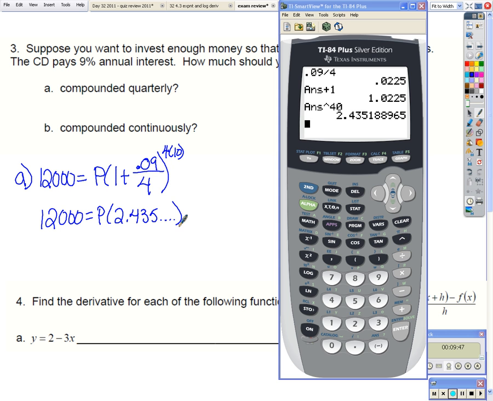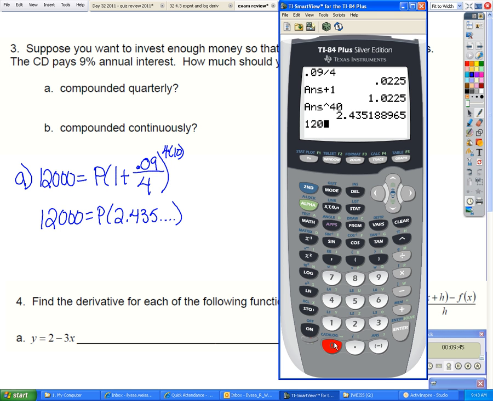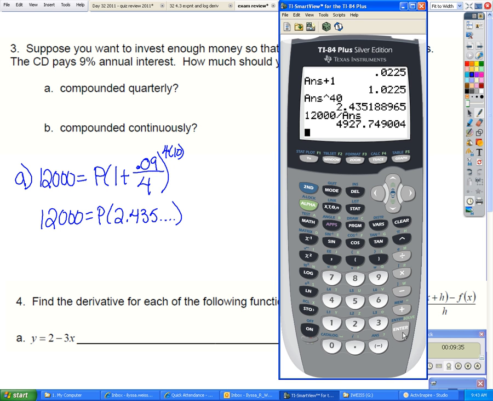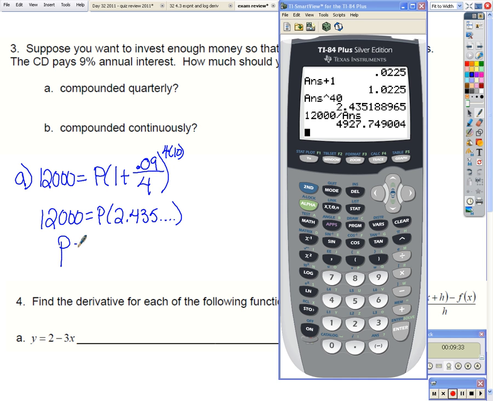So to solve for P, we're going to take 12,000 and divide by our answer. I want to use the whole thing so I get an exact answer. Same process we're going to use for B.